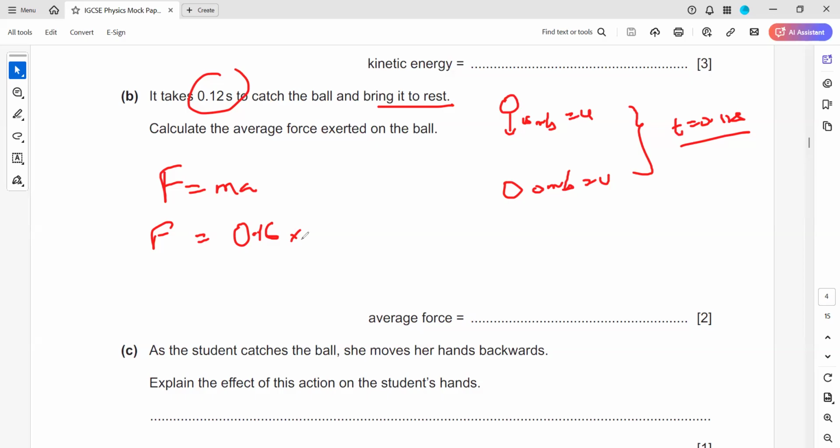Acceleration is the change in velocity divided by time. So the initial velocity is 18 and the final is 0 and the time interval is 0.12. So it will be 0 minus 18 divided by 0.12. So that is the acceleration and this is the mass. So when you multiply, you will get the force which is acting on the ball.